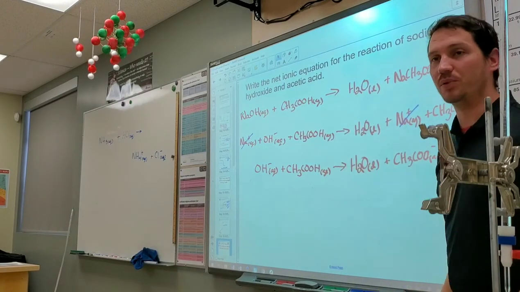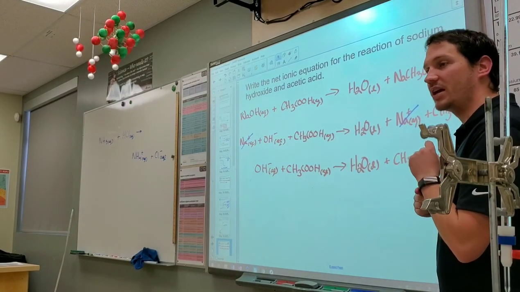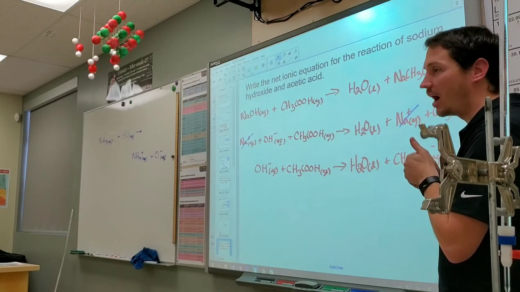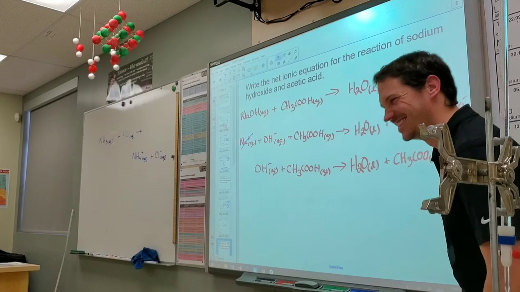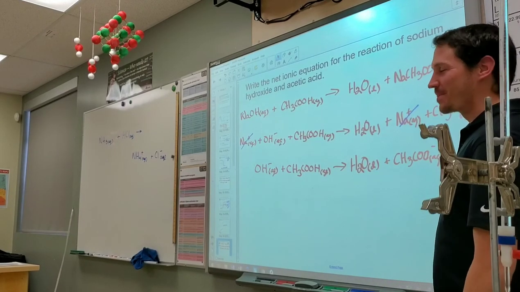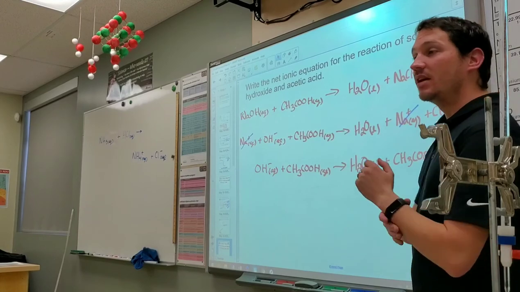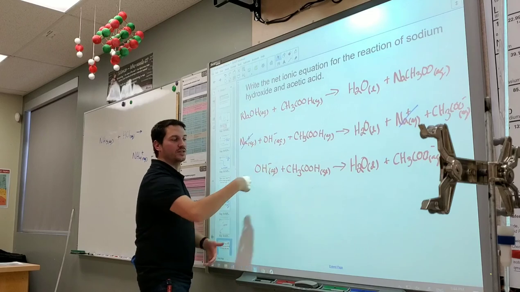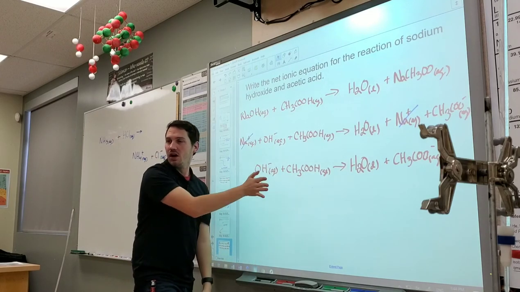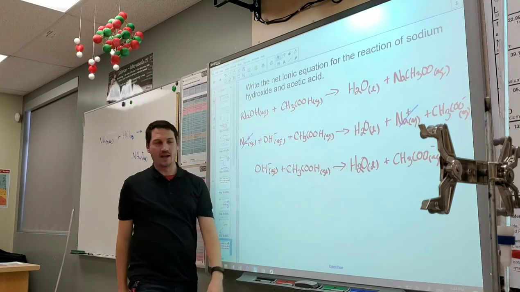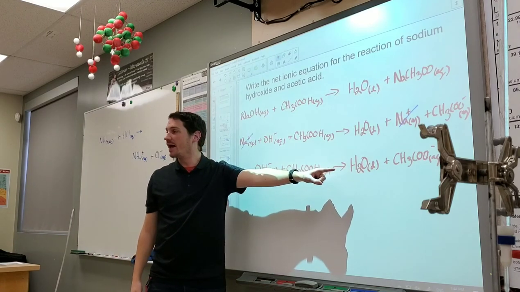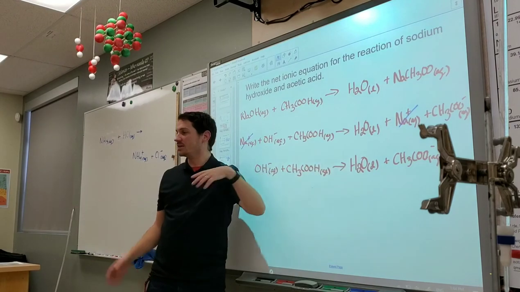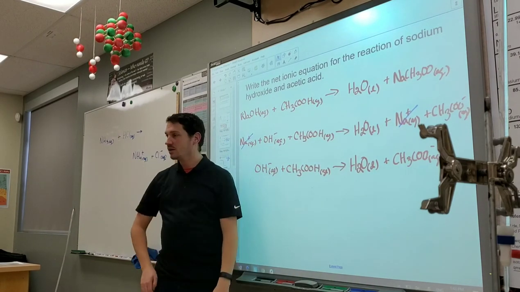Does this equation explain why our pH at equivalence was basic? Yes. How does it explain it? I don't get it. At the equivalence point, all of this has reacted with all of this, so none of this remains, right? It's all gone. What's the only stuff in our beaker left? Water. Water and acetate.